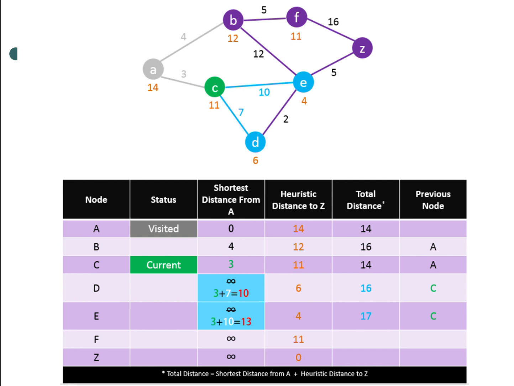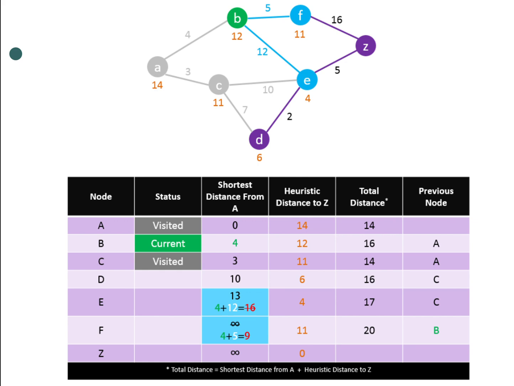And for E, A to C and C to E, so for E it is 13. The total distance for D is 16 and E is 17. For these two nodes, we are visiting via C, so C is mentioned as the previous node.